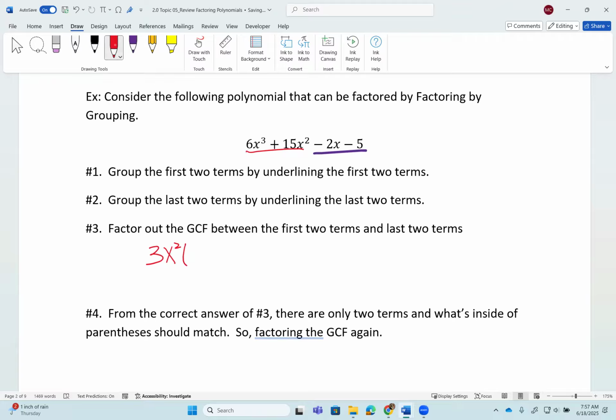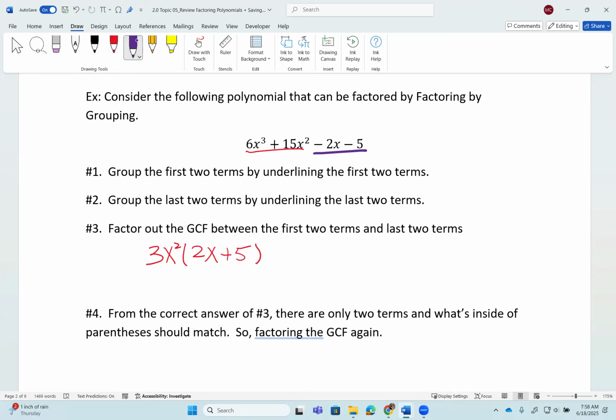Let's divide. 3 going into 6 is 2 times. Factoring out 2 x's from 3 of them, 1 x is left. 3 going into positive 15 is positive 5 times. Factoring out both of these x's, no x is left. So that's factoring out the greatest common factor between the first 2 terms.